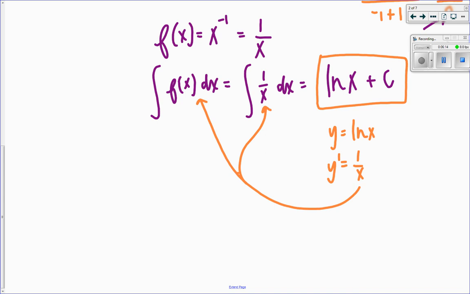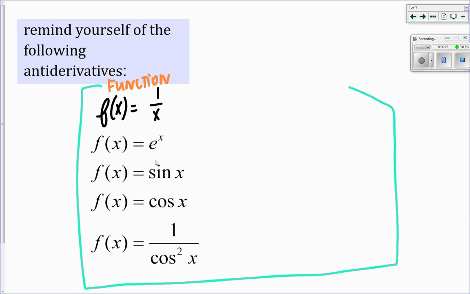Now, if you didn't quite follow that, that's okay. This next slide is going to give us the most basic functions that you would technically need to know in their antiderivative. So here's our function. On the right, I'm going to write the antiderivative.